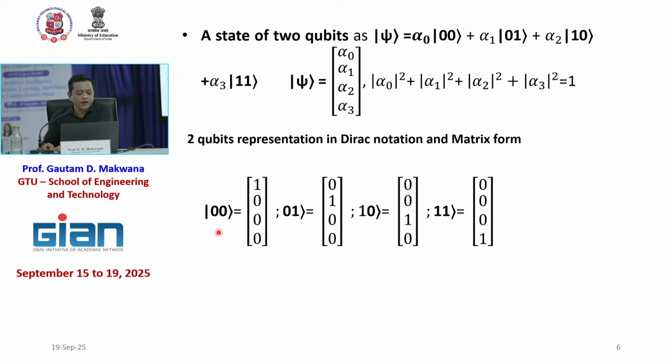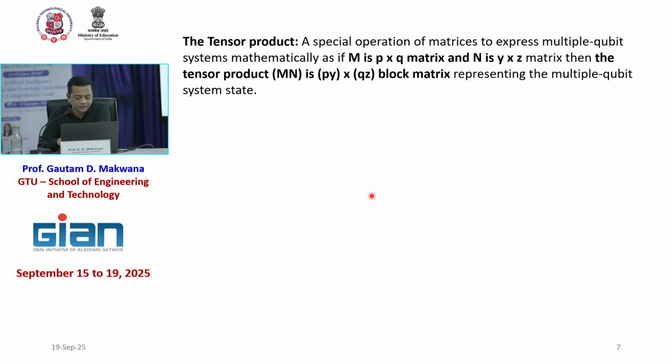Now, ket 00 is represented by the column vector 1 0 0 0, ket 01 by 0 1 0 0, ket 10 by 0 0 1 0, and ket 11 by 0 0 0 1. So you can get the idea of having multiple states in the qubit based on the concept of quantum computing.